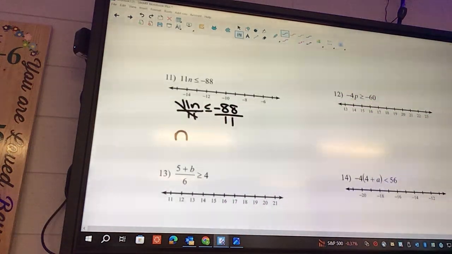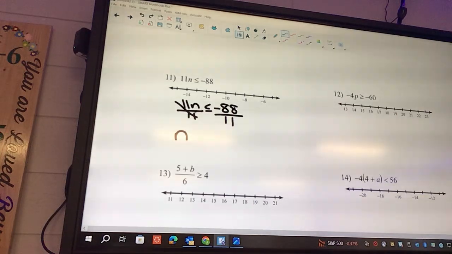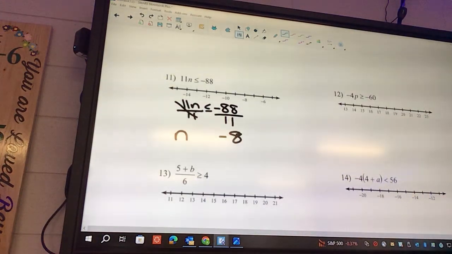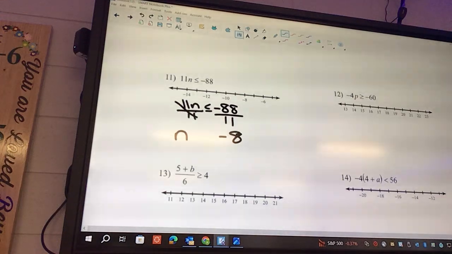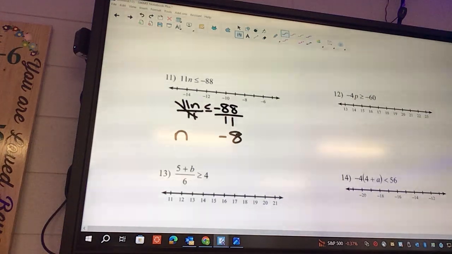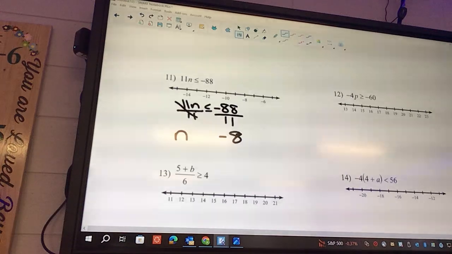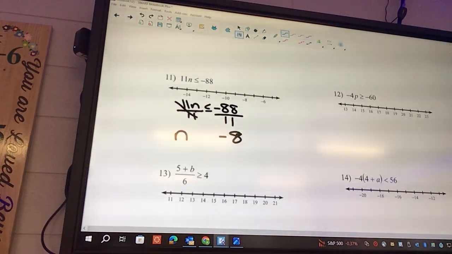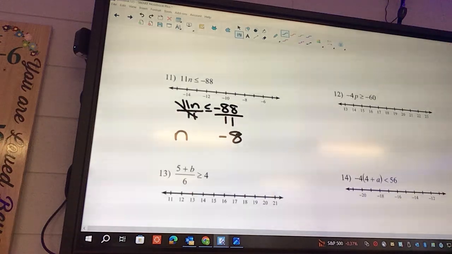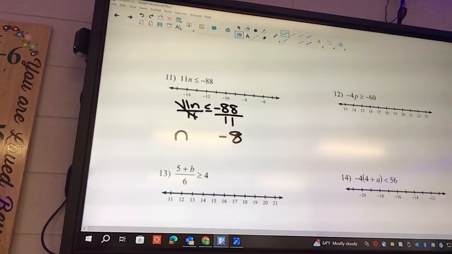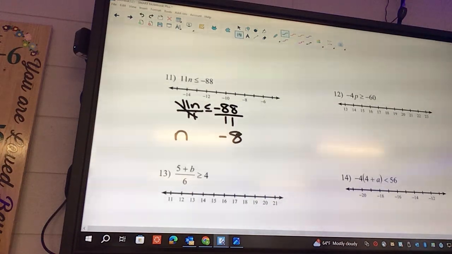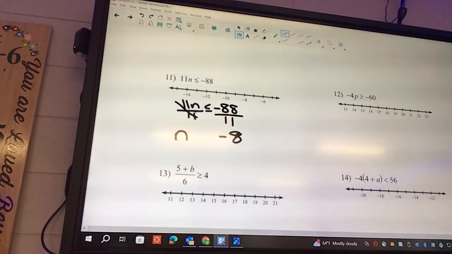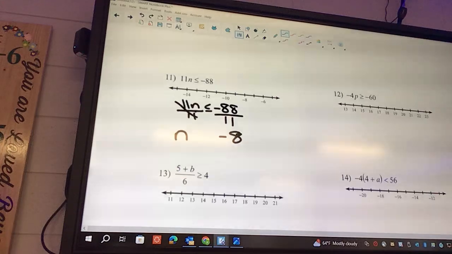-88 divided by 11. -8. Do we need to flip the sign? No. Yes. No, there were 2 negatives. It's not 2 negatives, so what did we divide by? A positive. Positive 11, so we do not need to flip the sign. Is our answer negative? Yes. But it doesn't matter, okay? It's whatever we multiply or divide by. Okay, so we don't need to flip the sign on this one.